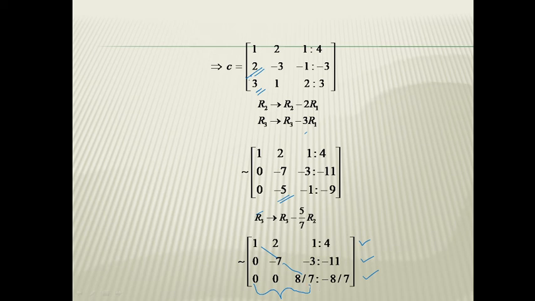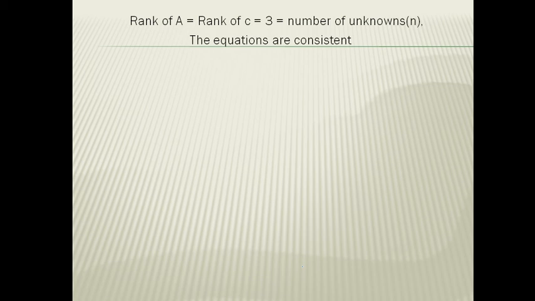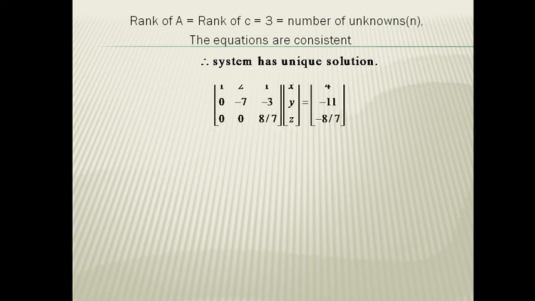Now we find out the rank of A. A is this matrix. The number of non-zero rows is again 3. Therefore rank of A equals rank of C equals 3, which equals the number of unknowns. Unknowns means x, y and z. Therefore the equations are consistent and therefore the system has a unique solution. Now we find out the values of x, y, z.